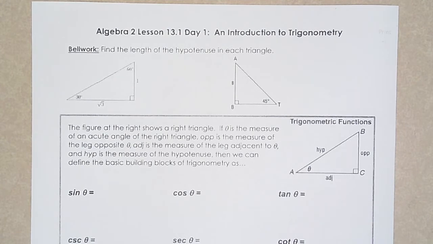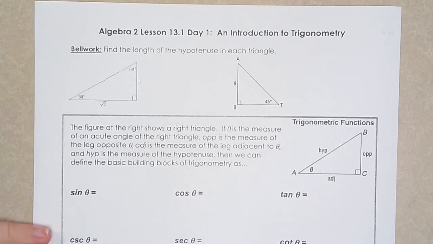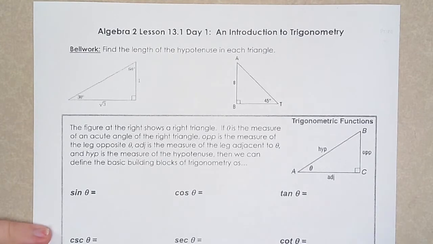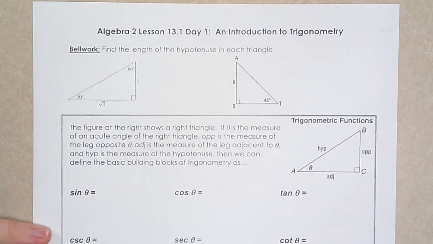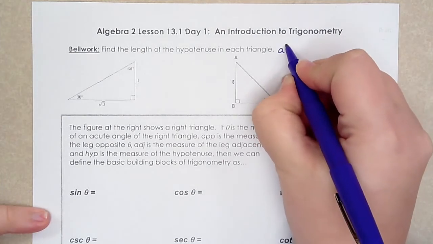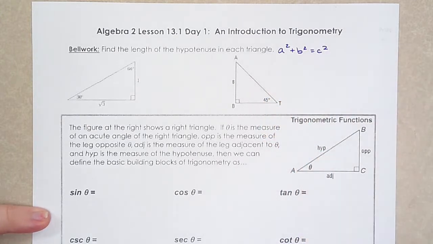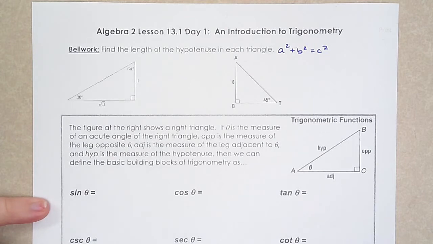This is going to be our introduction to trig. So quick bell work, we're going to find the length of the hypotenuse in each triangle. Before we can jump into trig, we have to remember a little bit of our geometry. One of the most important lessons you probably learned in geometry was your Pythagorean theorem, which is a squared plus b squared equals c squared. So we're going to start off today by using something you already know.